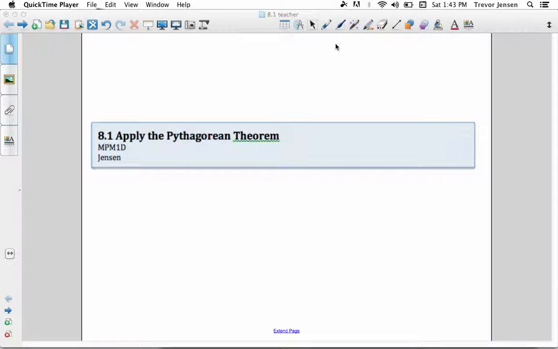Okay, so here's a lesson for section 8.1, applying the Pythagorean Theorem. Before we actually do some questions applying the Pythagorean Theorem, I just want to quickly review what the Pythagorean Theorem is.